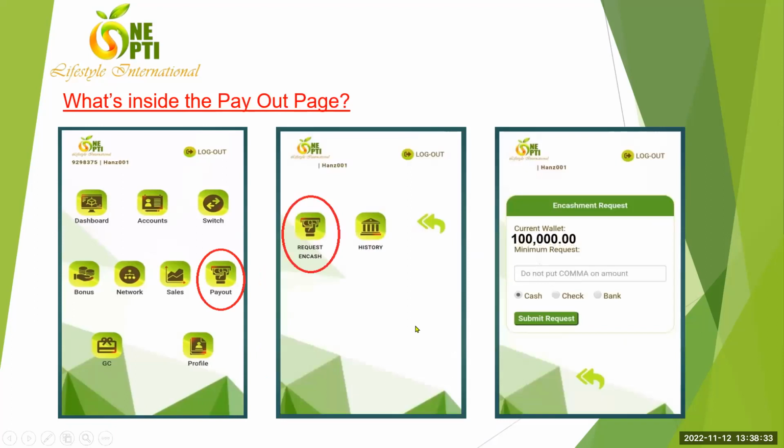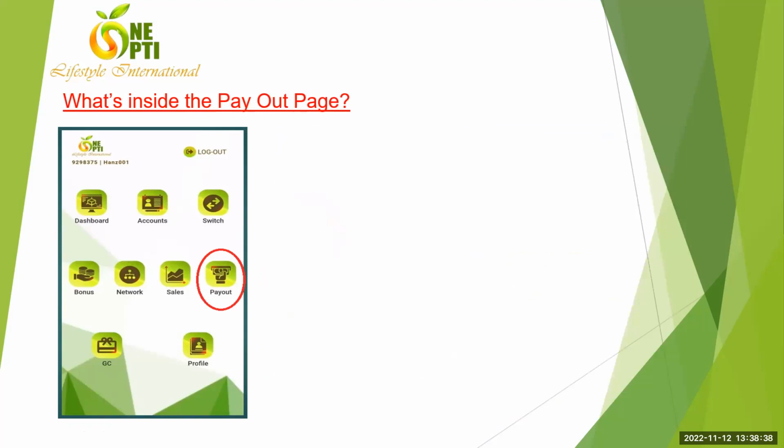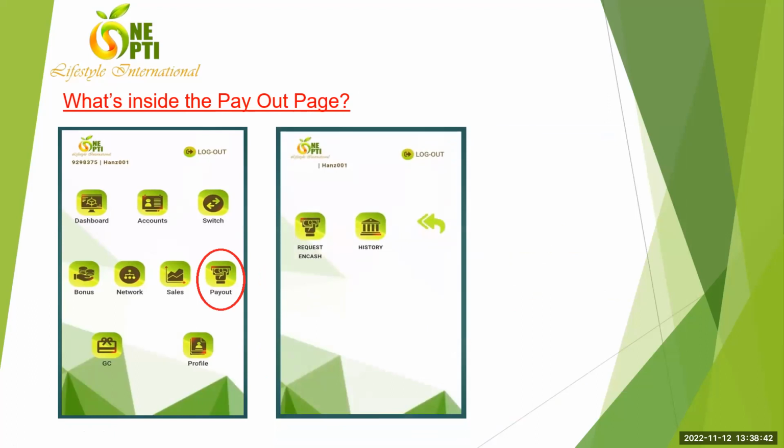For the payout section or the payout page, you will see the request encashment and the history. It's very obvious that this is where you can request for redemption or encashment of your earnings on a weekly basis.